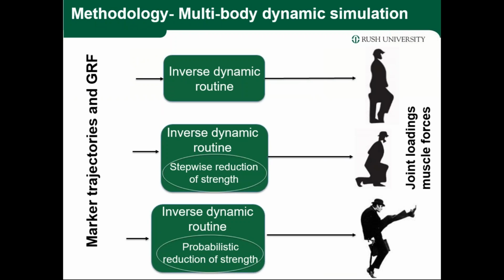Okay, so we run 3 types of multi-body dynamic analysis in our study. The first one is the inverse dynamic routine. We import the marker trajectories and the ground reaction forces collected from patients with total knee replacement, and we go through scaling the musculoskeletal model through the optimization routine to calculate the joint kinematics, and then finally through the inverse dynamic routine in order to calculate joint loading and muscle forces.